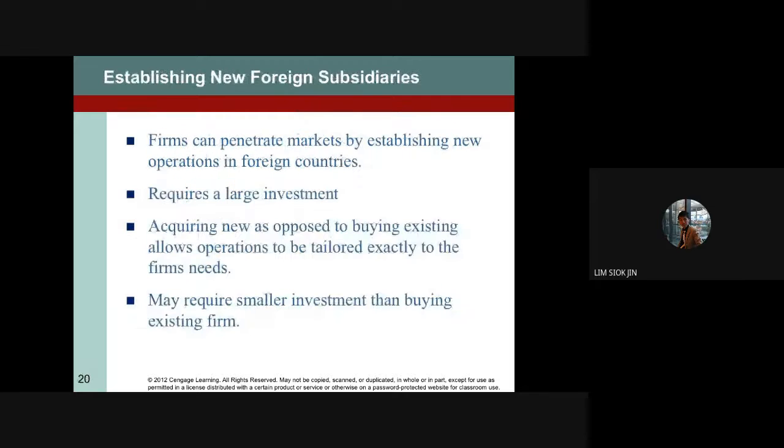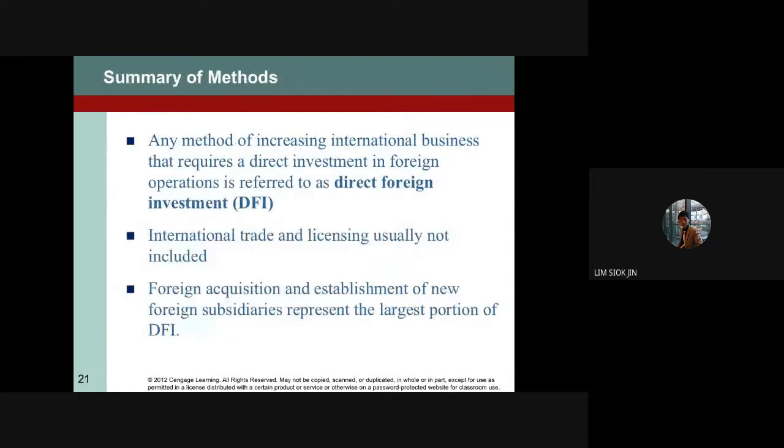Okay, this is the difference between establishing new foreign subsidiaries and acquisition. So in summary, any method of increasing international business requires direct foreign investment, called the DFI. But international trade and licensing usually is not DFI because the foreign company doesn't pump money into the country. Only when the foreign company puts a lot of money into this business will it be considered a DFI.